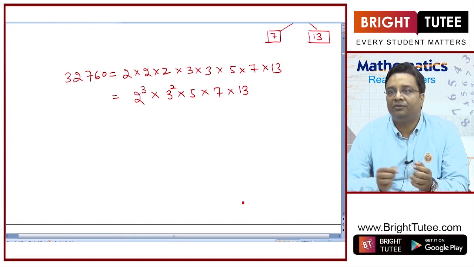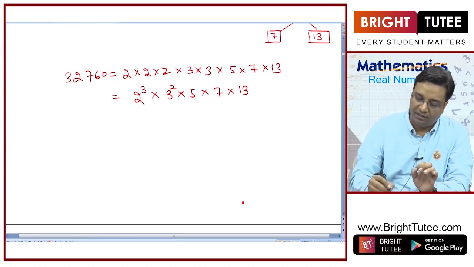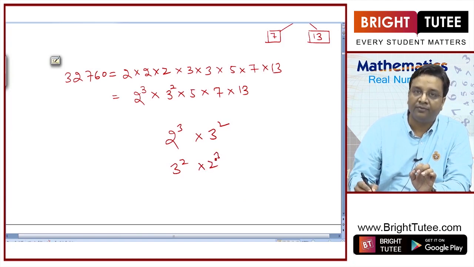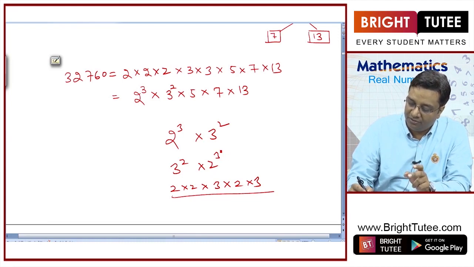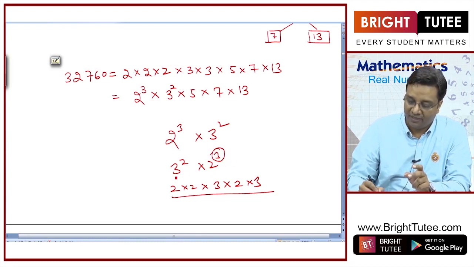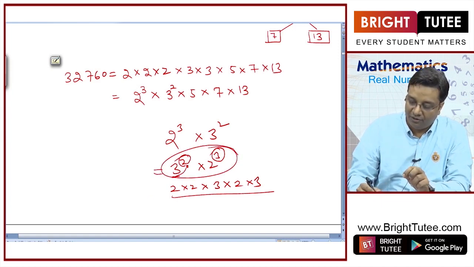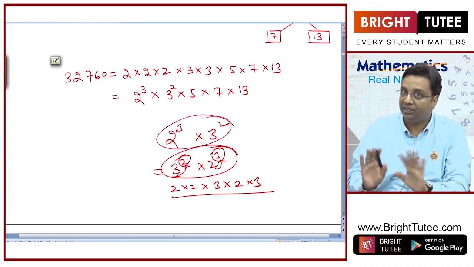For example, if you have got 2 cube 3 squared, right? So you can write it as 2 square into 2 into 3 square, right? If you have got 2 cubed and 3 squared, you can write it 3 squared into 2 cubed, or 2 into 2 into 3 into 2 into 3, right? You can keep on changing the order, but you can never change the composition, that there will always be power of 2 as 3 and power of 3 will always be 2. In this composition, power of 3 will always be 2, power of 2 will always be 3 in this number, right? You cannot change that fact.